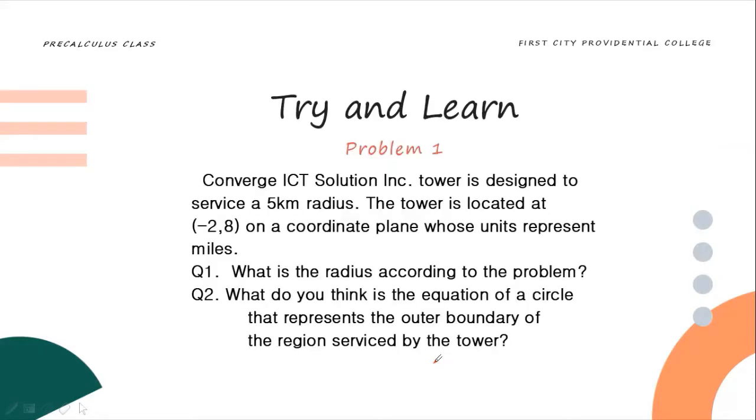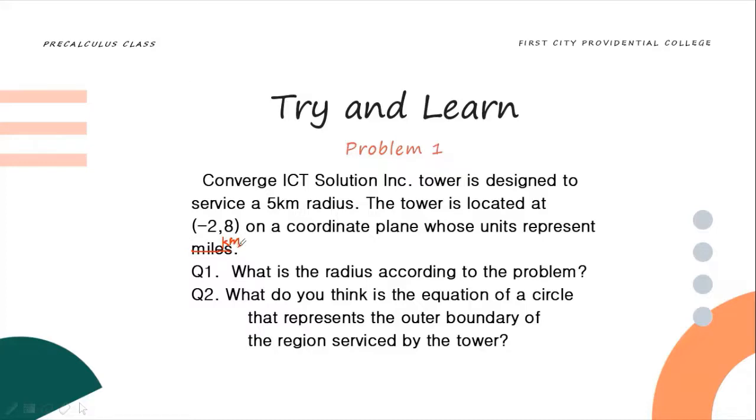Now, let's have problem number 1. Converge ICT Solution Incorporated's tower is designed to service a 5-kilometer radius. The tower is located at (-2, 8) on a coordinate plane whose units represent miles. Or sorry, this is kilometers. Sorry for that. Our units here are in km, or kilometers.